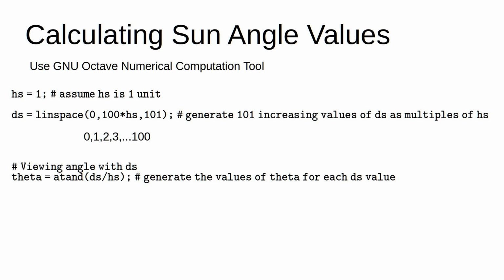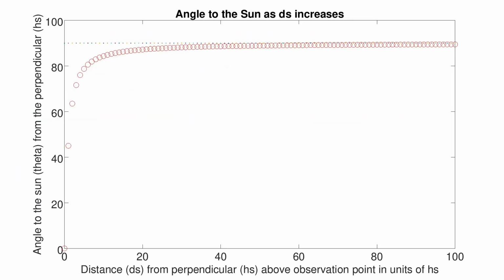Now we have a value for hs and a set of values for ds. We can get Octave to calculate the corresponding values of theta for each of these ds values. To visualize the result, we can use Octave's graph plotting feature, which gives us this result. Note that when ds is only 5 or 6 times hs, the Sun is already at 80 degrees from the vertical, 10 degrees from the horizontal. But it must be a great deal further away in order to get close to the horizontal eye level.